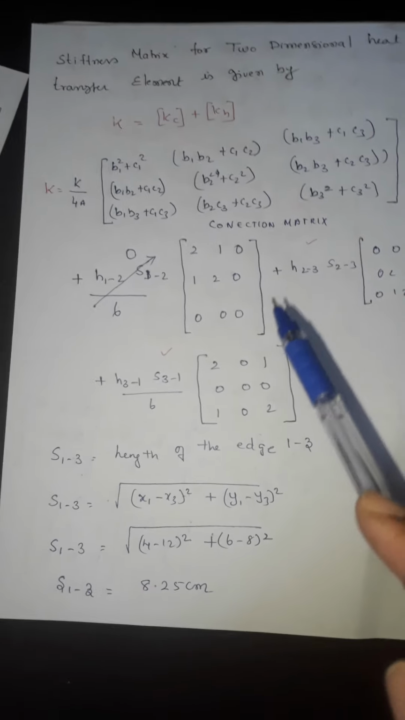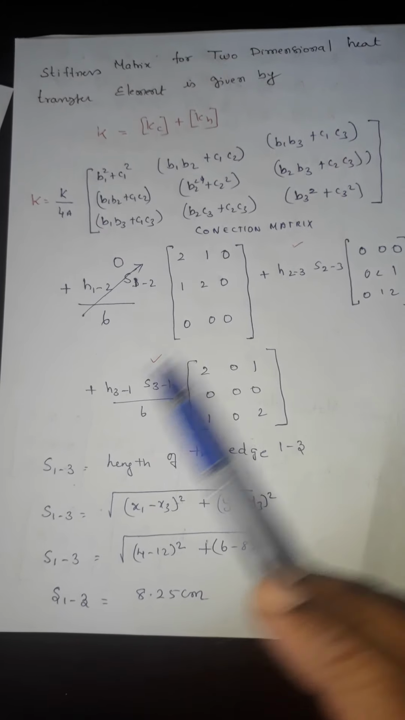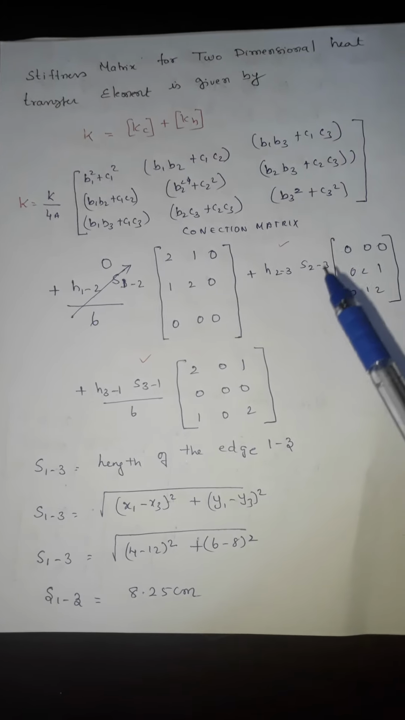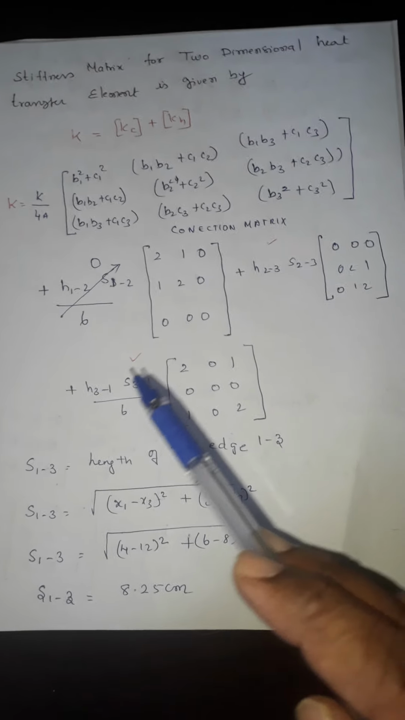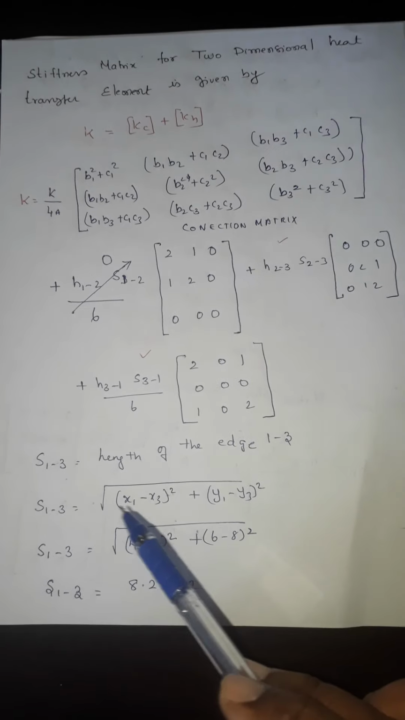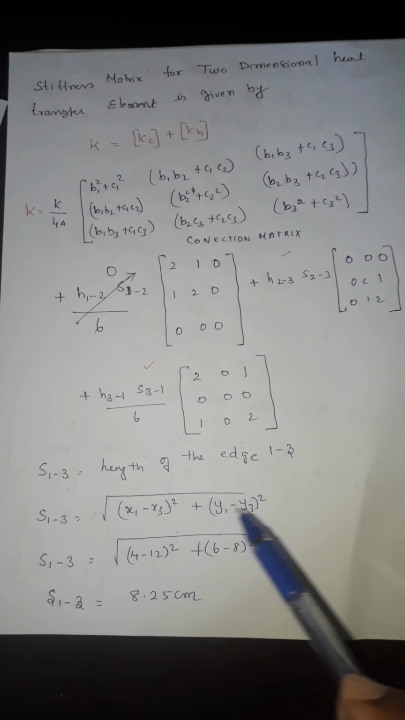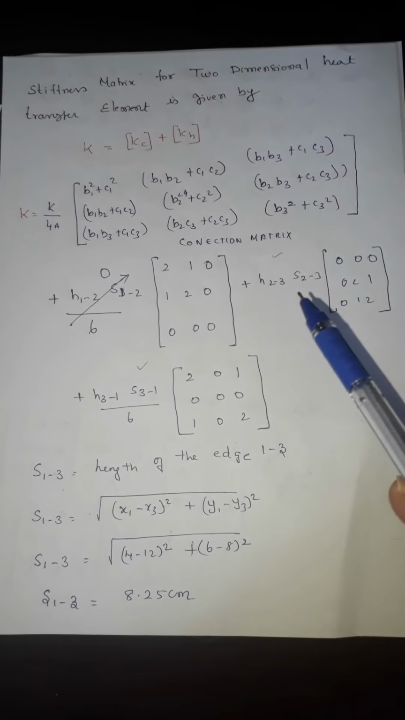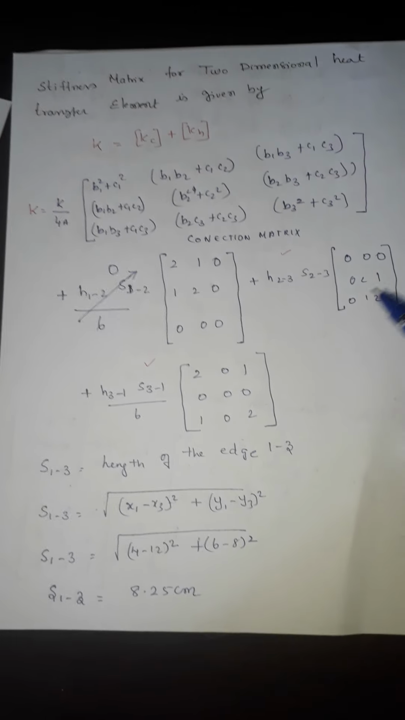Now this is the formula. H is given for the side 2 3 and for the side 3 1, and this is the length of the side, here the length of the edge. So we find it out from x1 minus x3, y1 minus y3. So here we are getting s13, this one. We have to find out s23 also from the coordinates.